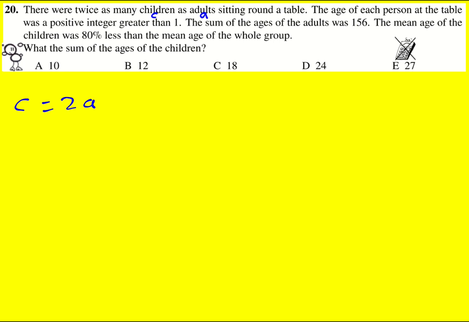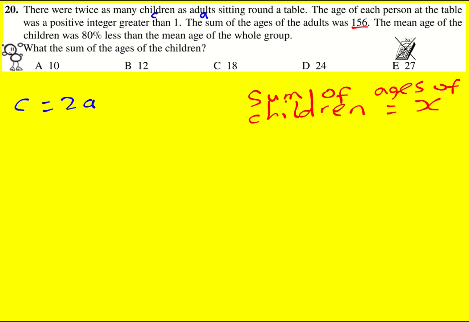So then we're told that the mean age of the children was 80% less than the mean age of the whole group. So let's say that the sum of the ages of the children, I've already used C for the number of children, so I'm going to call it X. So to get the mean age of the children, it would just be their sum divided by how many there are, so X over C. And we're told that this is 80% less.